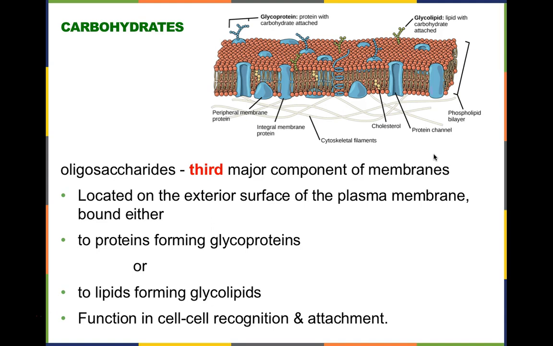They can be found attached to proteins and lipids. We can have sugars that are attached to proteins. We call those glycoproteins. We can have sugars attached to lipids. We call those glycolipids. Notice that the glycolipids and glycoproteins often have the sugars sticking out from the surface of the membrane. These are going to function for attachment as well as cell-to-cell recognition and interaction.